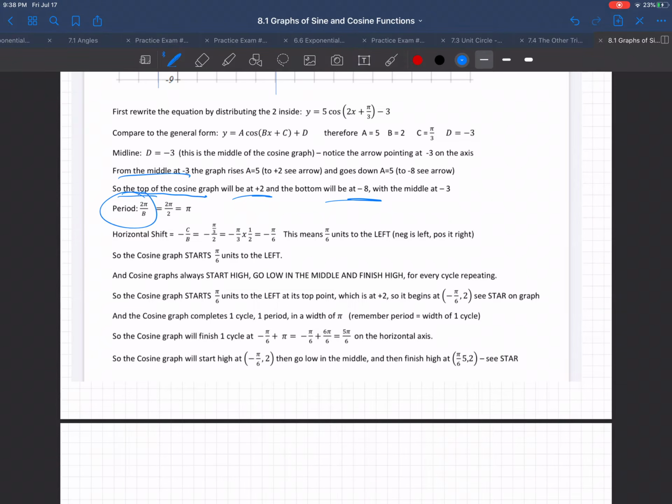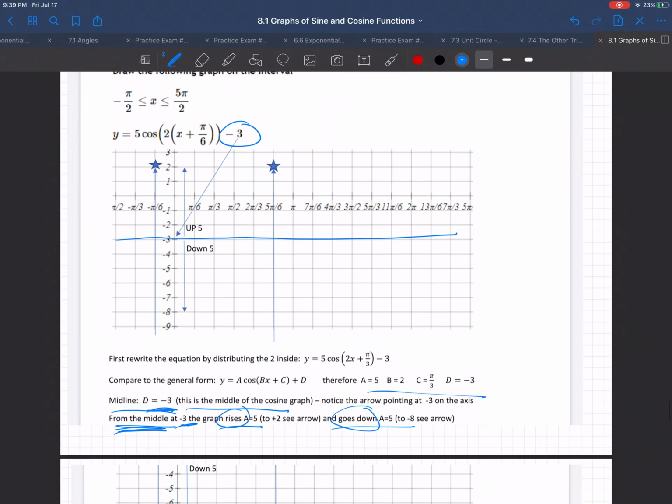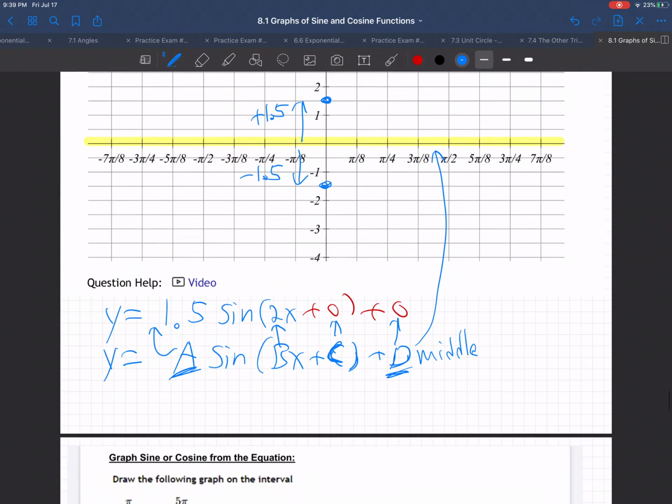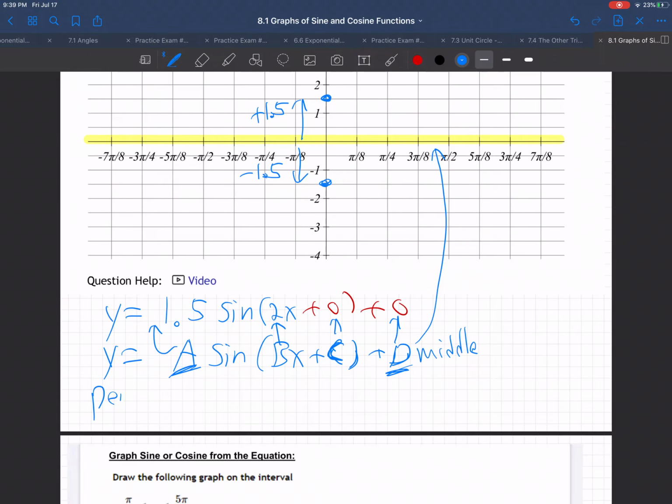Now we go to the period, 2 pi over b. So how do we figure out the period? Oh, it's 2 pi over b. So let's write that. The period is 2 pi over b. And what's our b? It's 2 pi over 2. So our period is pi.